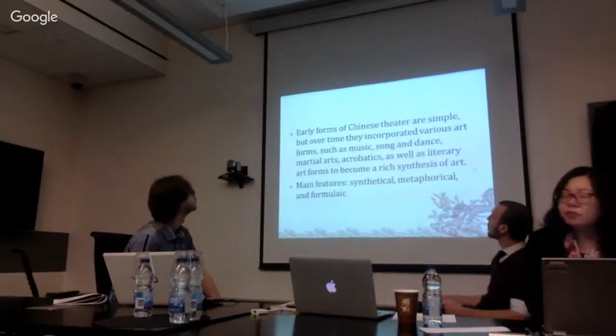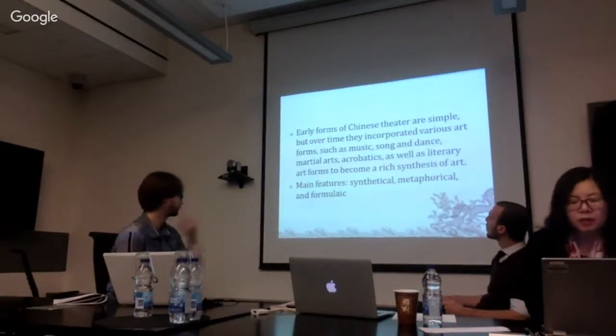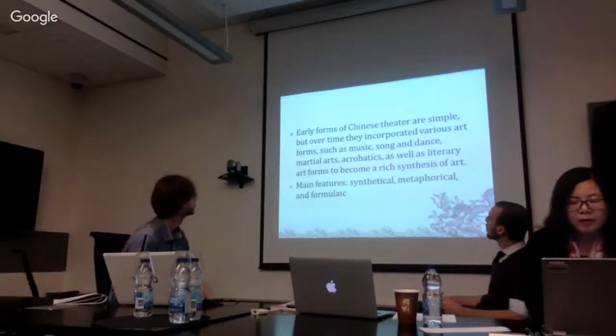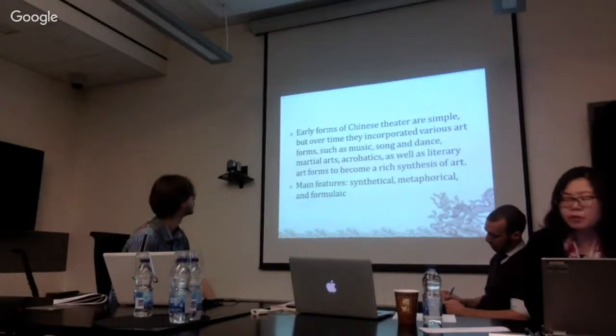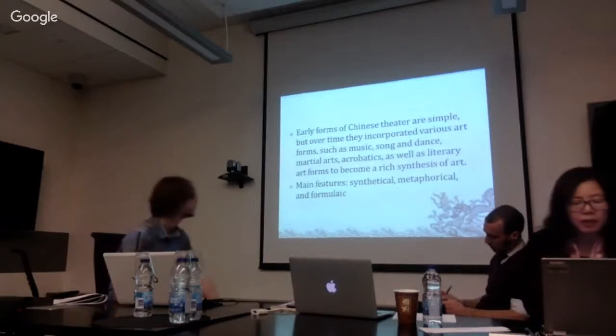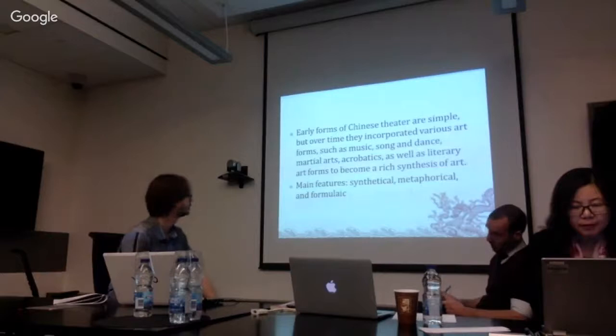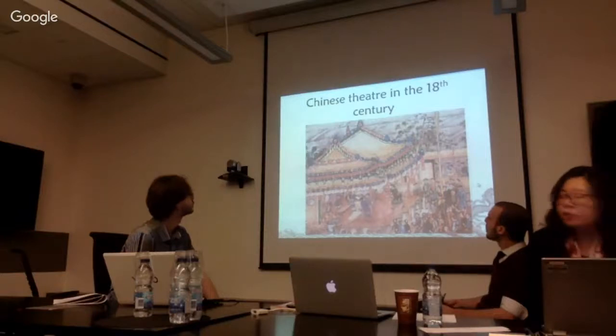Early forms of Chinese theater were very simple, but over time they incorporated various art forms such as music, song and dance, martial arts, and acrobatics, as well as literary art forms to become a rich synthesis of art. The main features of traditional Chinese opera can be summarized in three aspects. Firstly, it's synthetical. Secondly, it's metaphorical, not presentational or realistic, and formulaic. This picture gives us some idea of Chinese theater in the 18th century in Suzhou city, in the southern part of China.